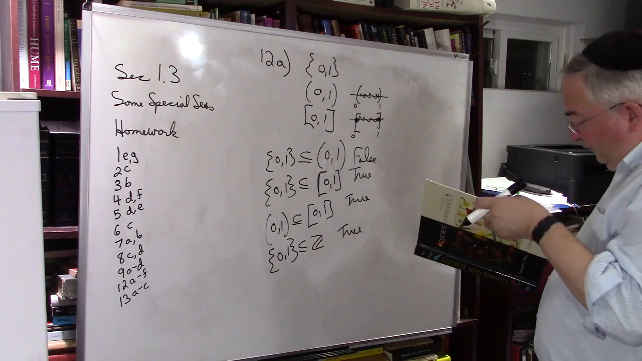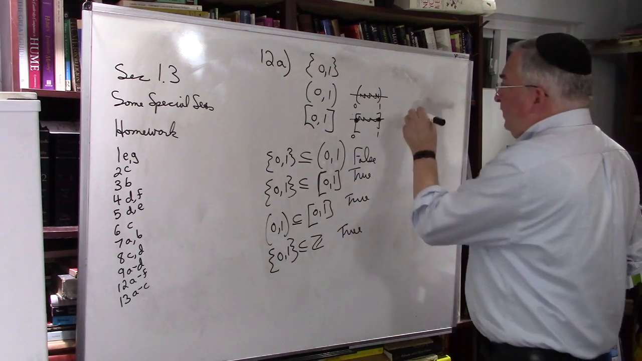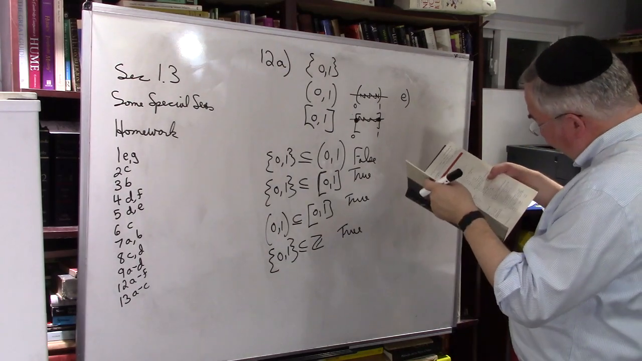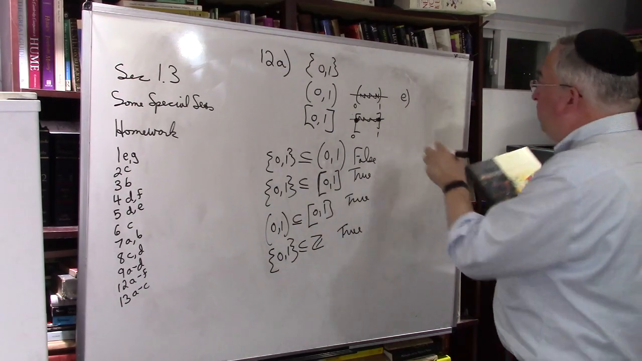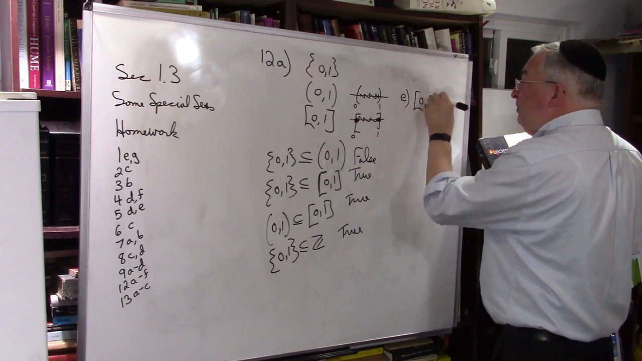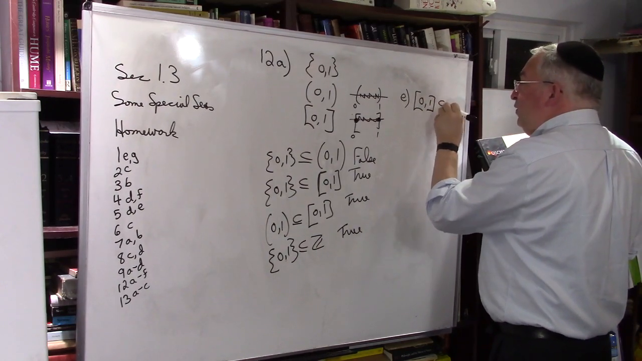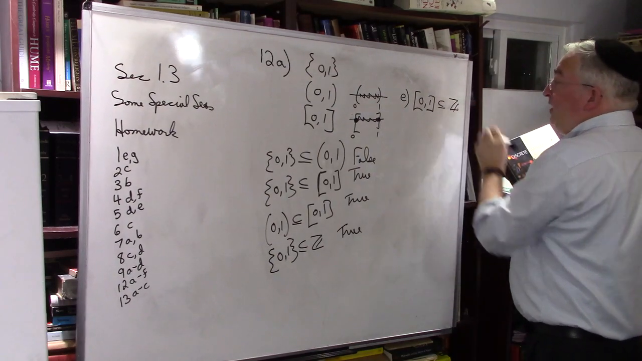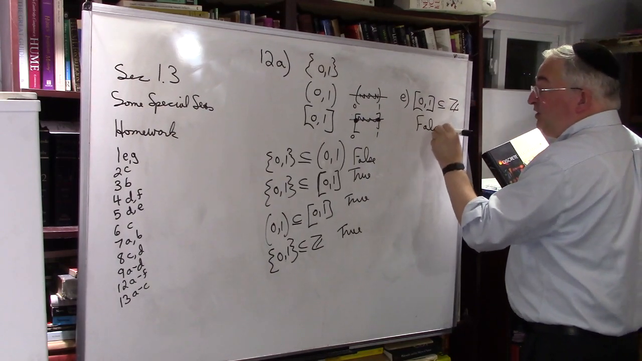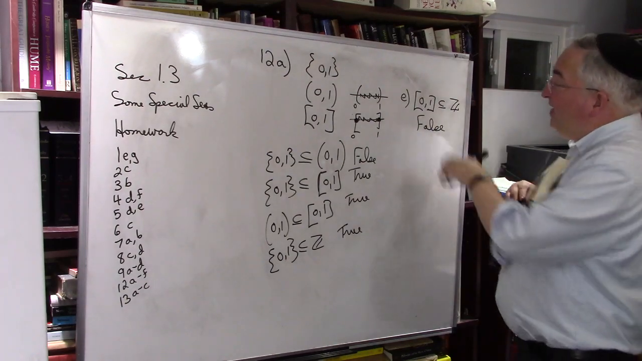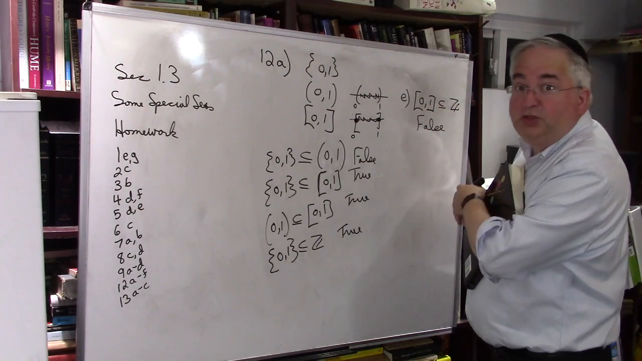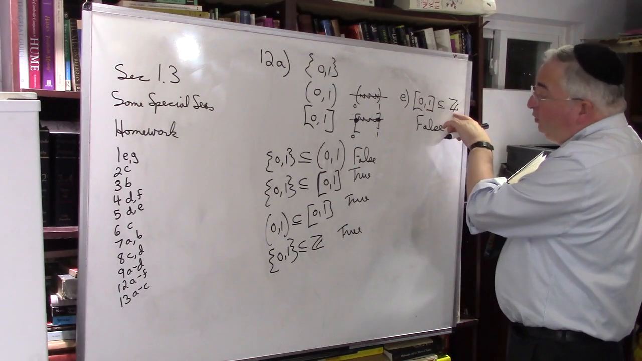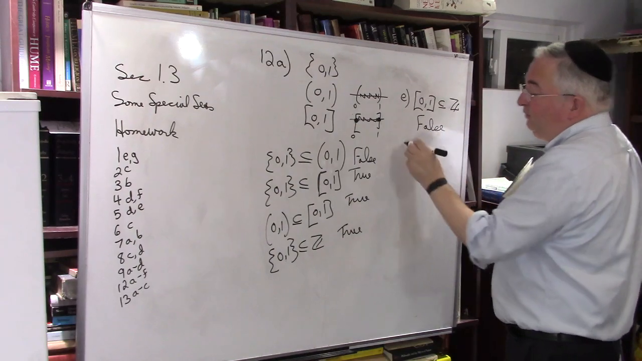And finally, I'm sorry, let's do E. [0, 1], question, is that a subset of Z? And the answer, no, that's false. This contains all numbers between 0 and 1 too, like 0.386427, whatever. But Z only contains whole numbers, so this is absolutely false.